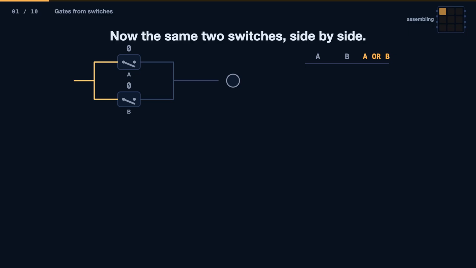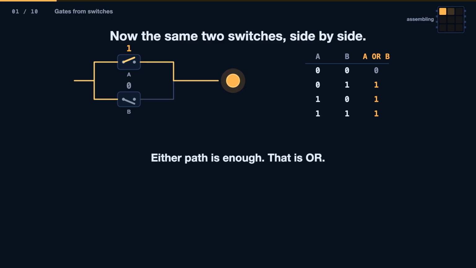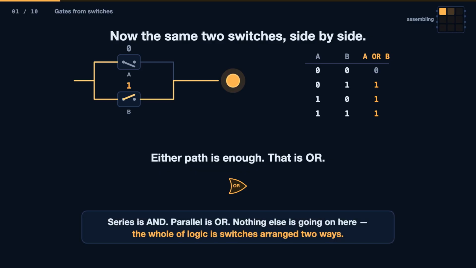Now take the same two switches and put them side by side instead of in a row. Now either path is enough. Close one or the other or both and the lamp lights. That is OR. Series is AND and parallel is OR. Nothing else is going on here. The whole of logic is switches arranged two ways.